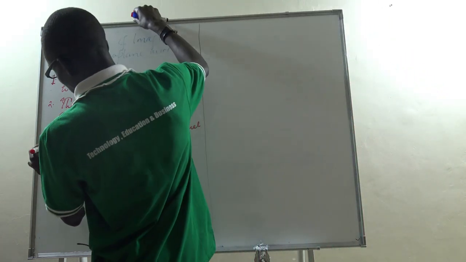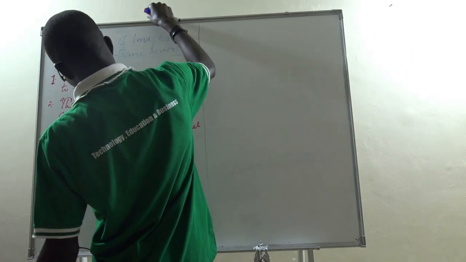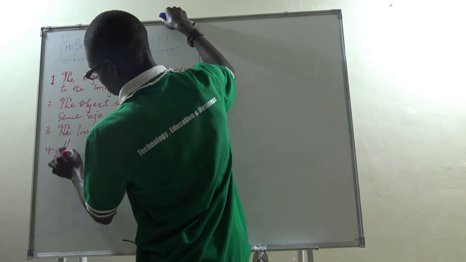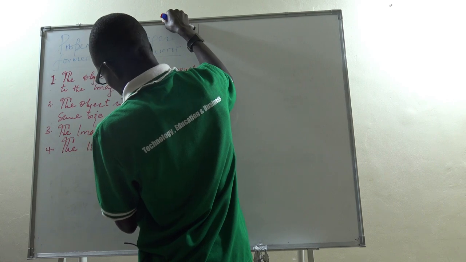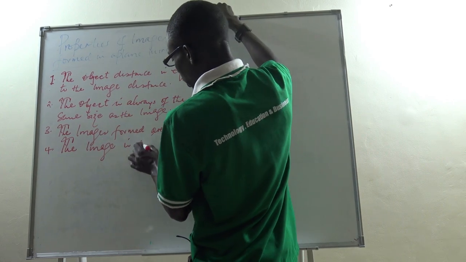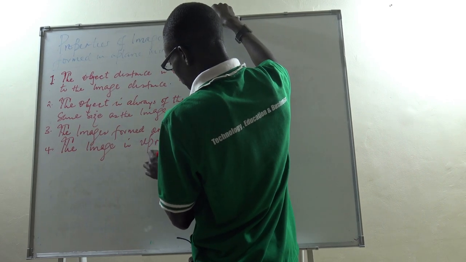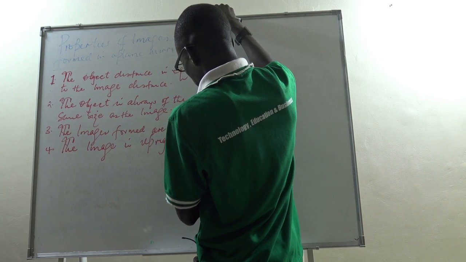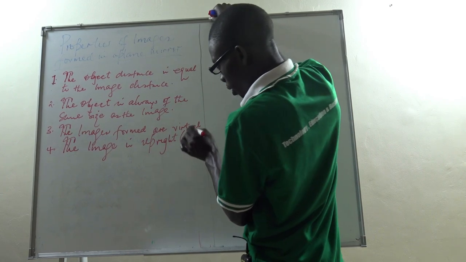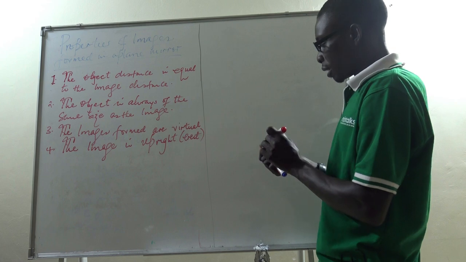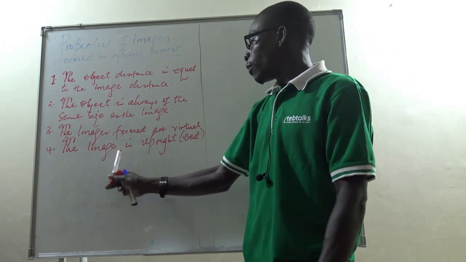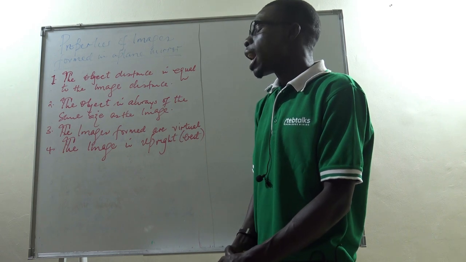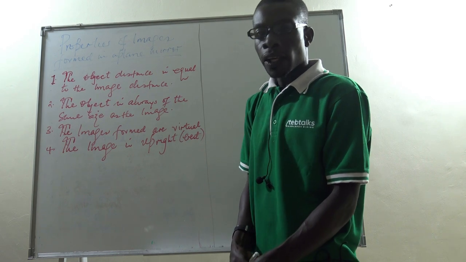And then next, we can say the image is upright, in bracket, erect. Is that okay? So we are saying that the image formed in a plane mirror is always upright, or what we are calling it, erect.